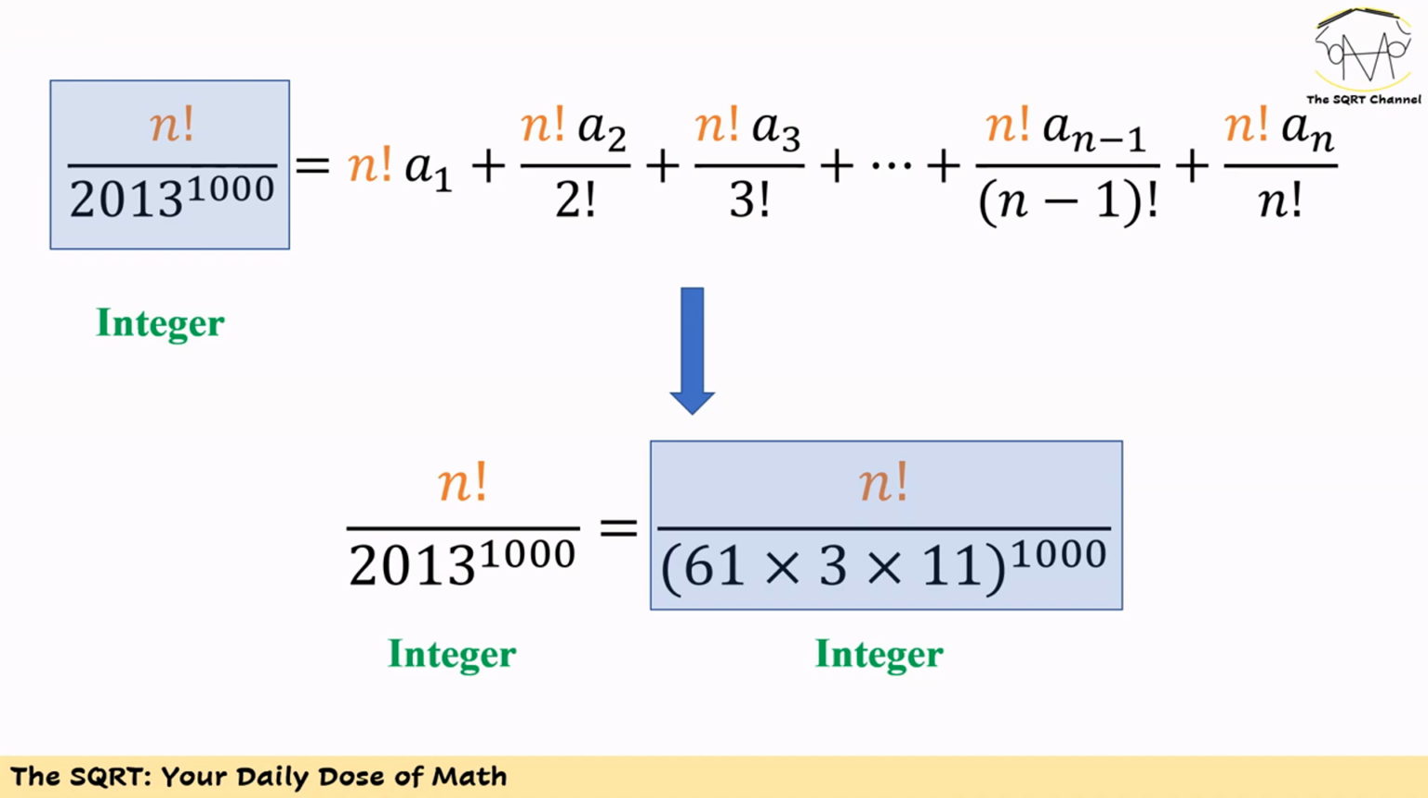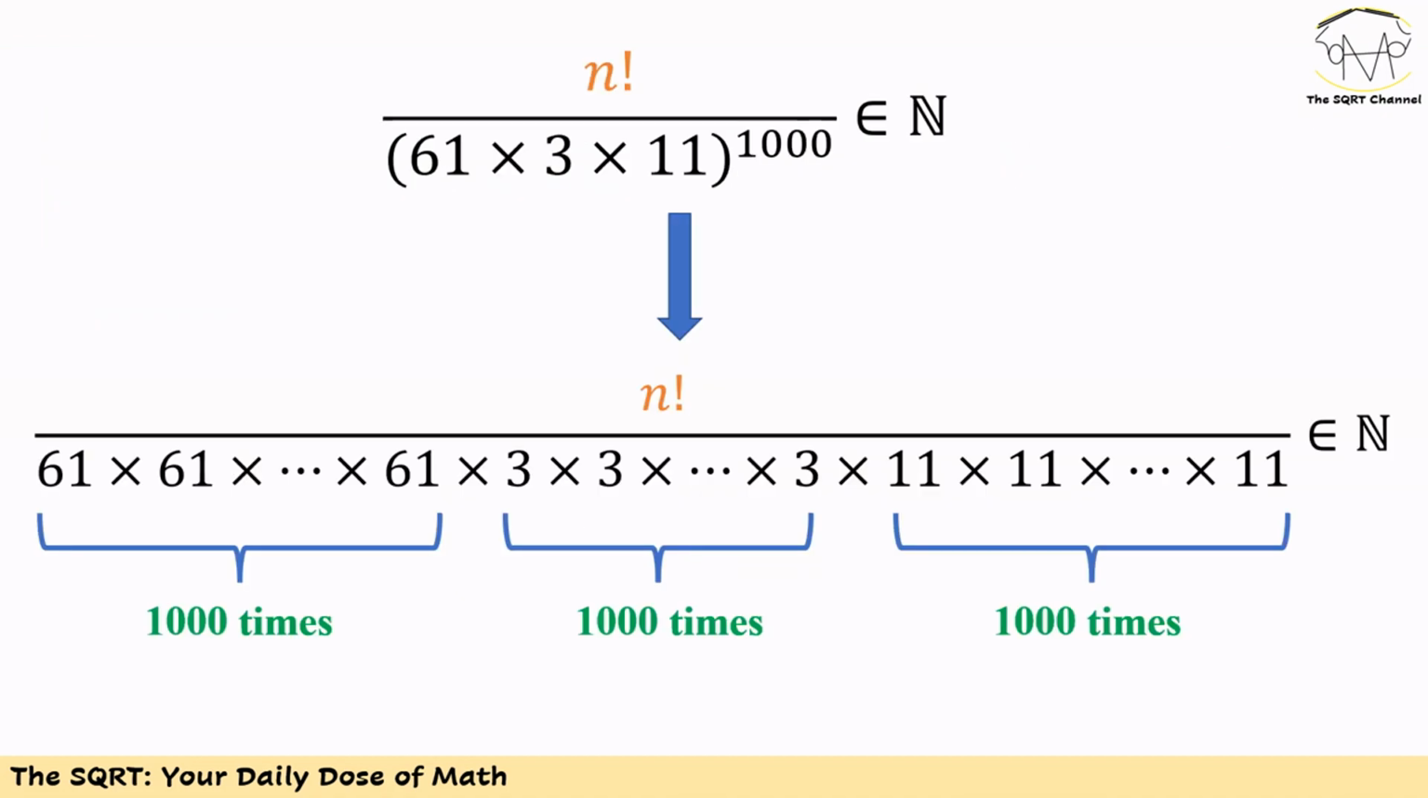Remember, 2013 can be written as 61 times 3 times 11. If we simplify it, then we are going to have n factorial over (61 times 3 times 11) to the power of 1000 should be an integer. Let's simplify it a little bit more.